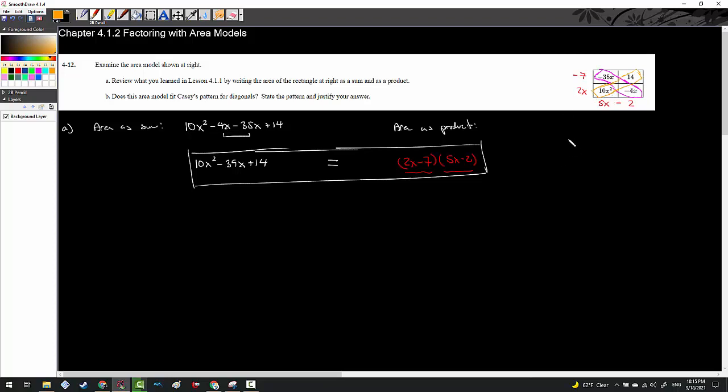So if I do 10x squared times 14, I get 140x squared. And if I multiply the purple, well, 35 times 2 is already 70, but if I double that again, negative 35x times negative 4x, that's going to be 140 again, and notice how I get x squared, and the negative times negative is positive. So Casey's diagonal pattern does still work for this. All right, let's take a look at the next problem here. I'll be right back.